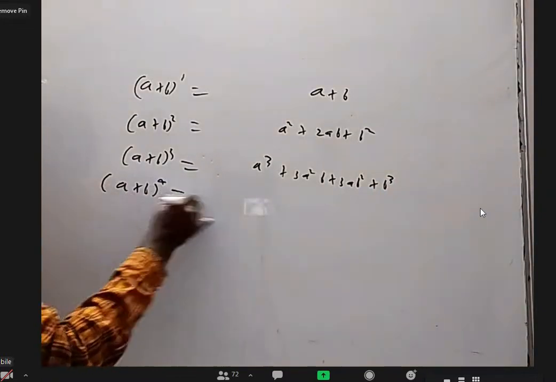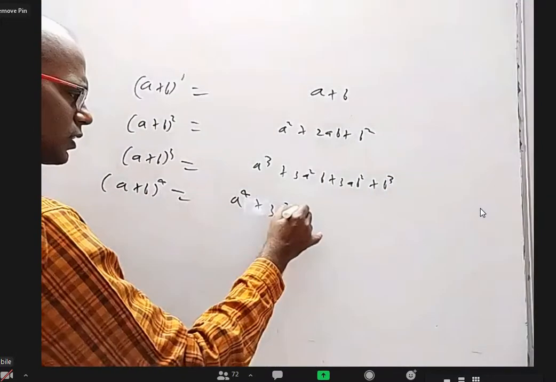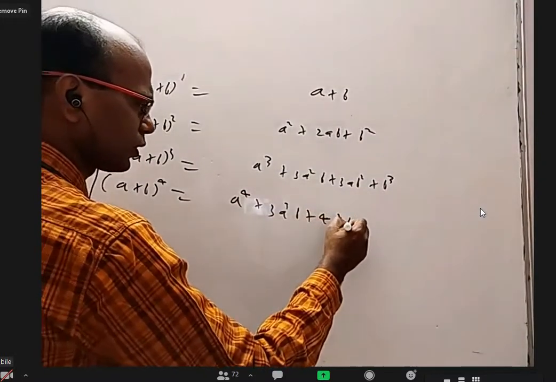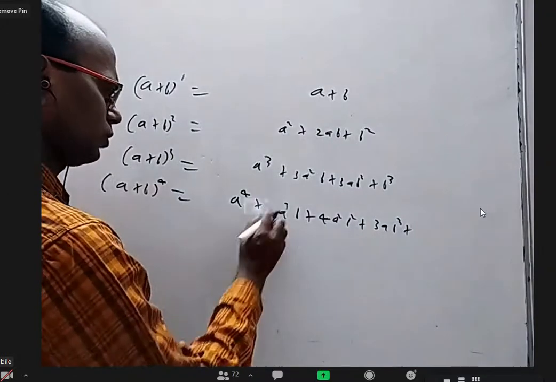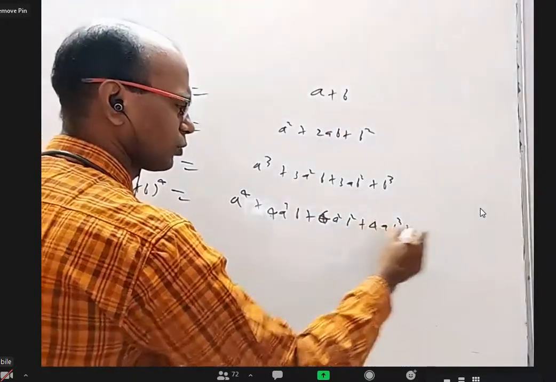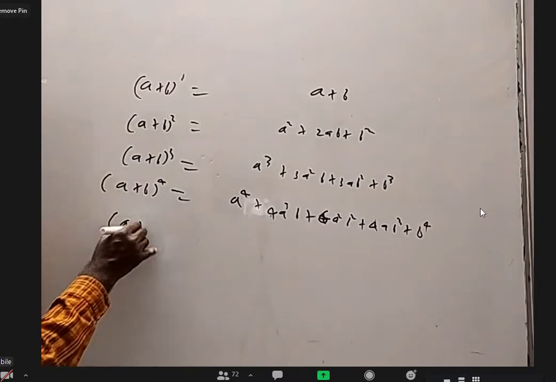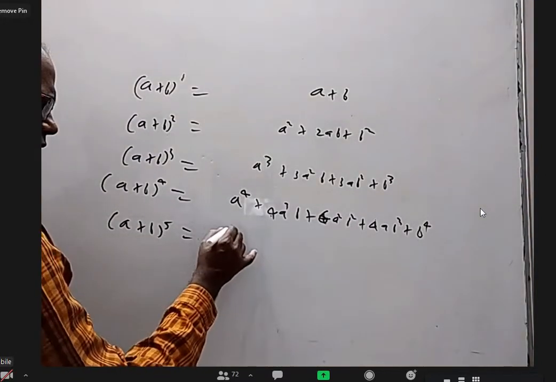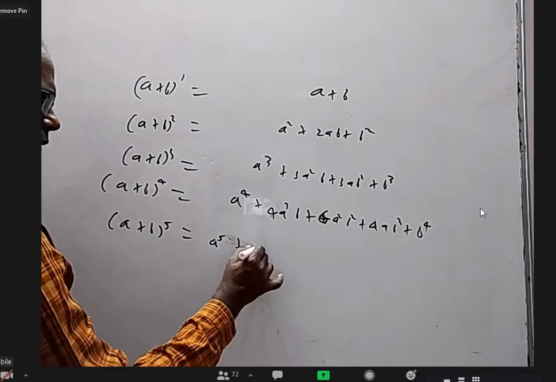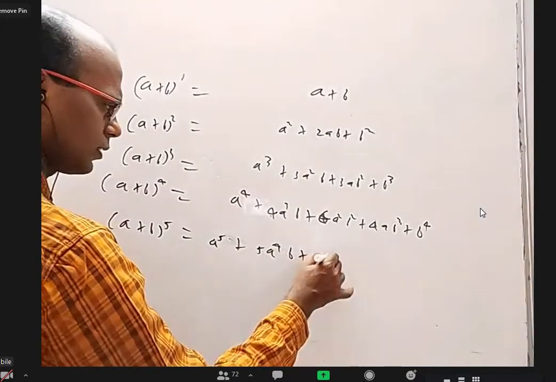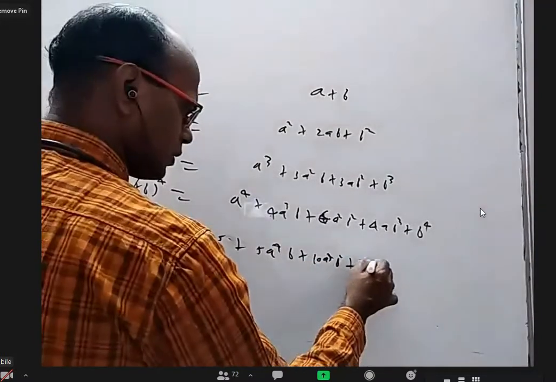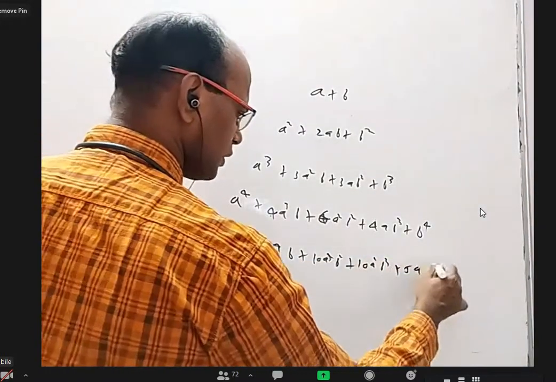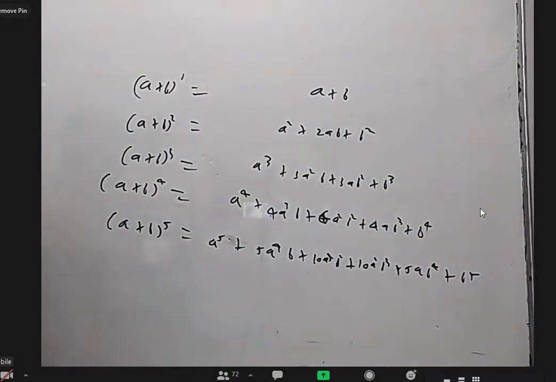And (a plus b) whole power 4 is a power 4 plus 4a cube b plus 6a square b square plus 4ab cube plus b power 4. Sorry, this is 4 and this is 6. And (a plus b) whole power 5 is a power 5 plus 5a power 4 b plus 10a cube b square plus 10a square b cube plus 5a b power 4 plus b power 5. I can write forever. Okay, but I want you to notice one thing.